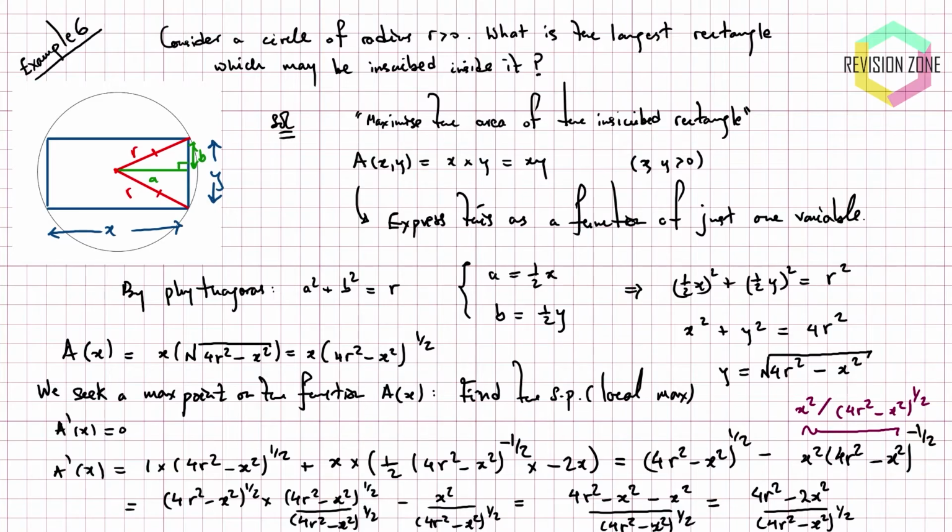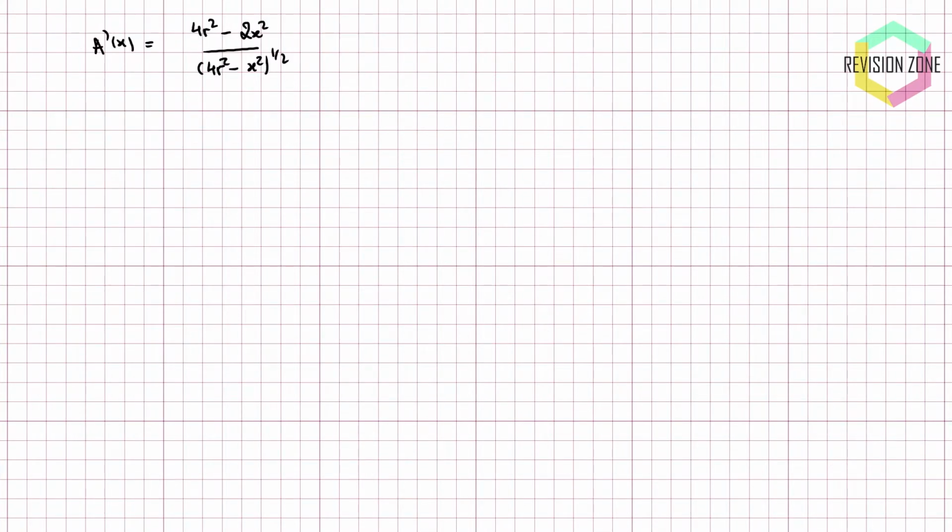Let's make a bit more room and continue with this calculation. So we have our derivative and we just want to set this equal to 0. And obviously if a fraction is equal to 0, the only way to have that happen is if the numerator itself is equal to 0.